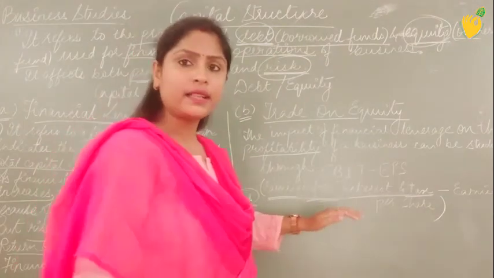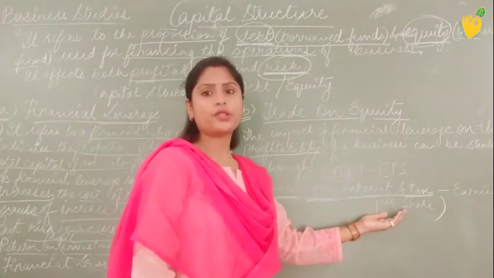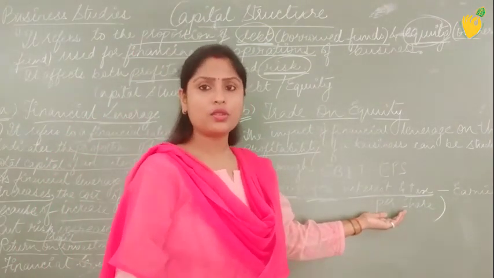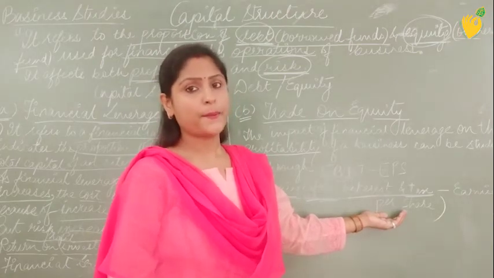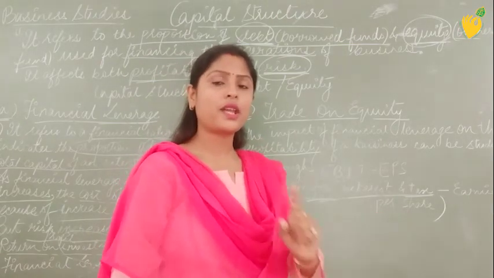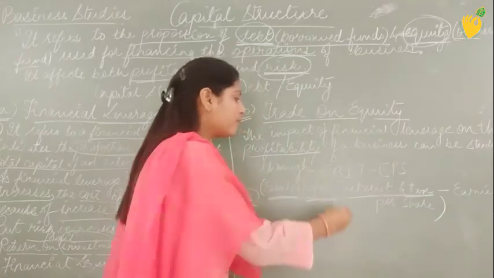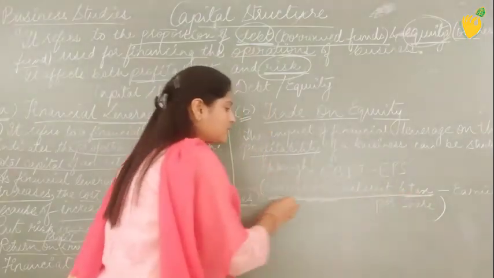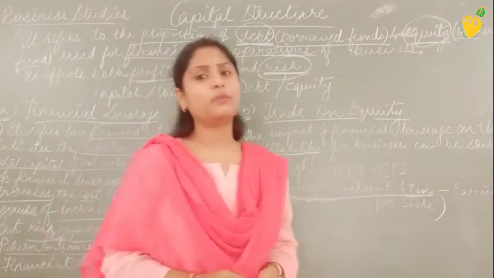And what is getting subtracted? Earning per share. How much is an organization earning per share? What is the value per share? That is subtracted from this EBIT. This is how trade on equity can be calculated.